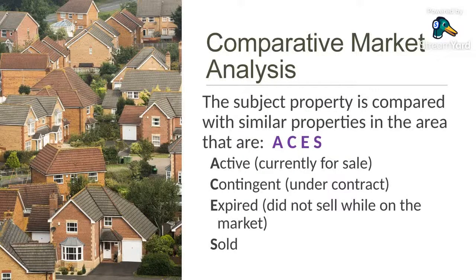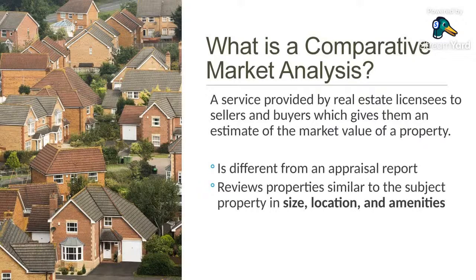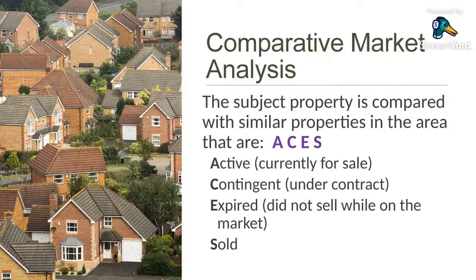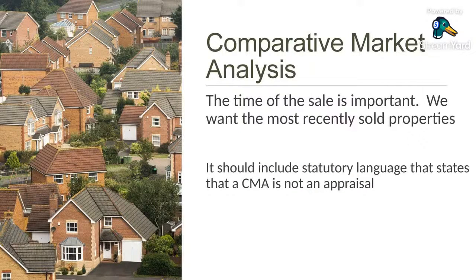And what you want to do is make sure that they are, remember from the previous slide, close in size, location, and amenities, in these 4 categories: actives, contingents, expireds, and solds. Like I said earlier, you may not get the exact replica, but you can make adjustments. For example, one may have a garage and the other doesn't. For the purpose of the exam, if there are any adjustments to be made, they will give you a value to use. For example, one has a garage, one doesn't, and they will give you the value of the garage to use.